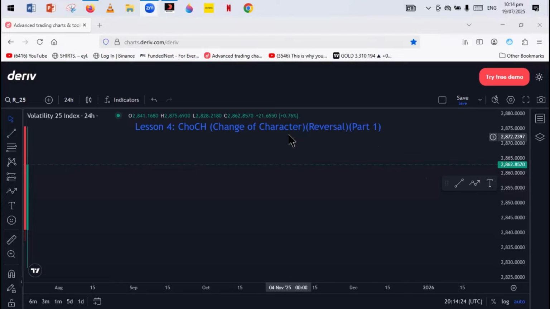In today's lesson, we'll be breaking down change of character, also known as the reversal. So in this lesson, I'll be breaking down how you can check how price is reversing. So let's start. This is what we have.